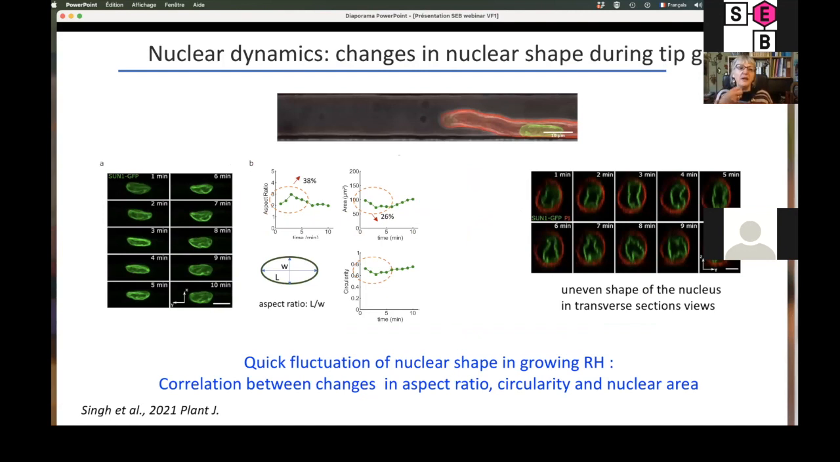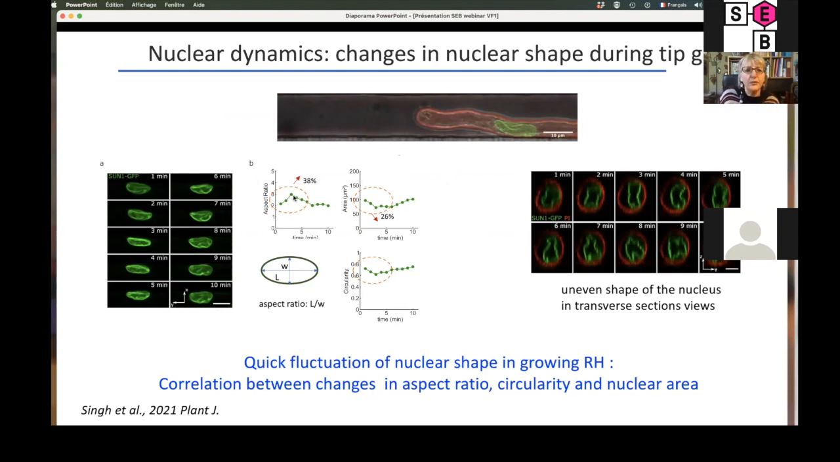But now we would like to really analyze this nuclear dynamic in terms of changes in nuclear shape during tip growth. This is what we have performed. Here we have the movies. And from this movie, we have integrated these images during 10 minutes as a Z max. And you can see the aspect ratio, I will define the aspect ratio as the length divided by the width. And so during the 6 minutes, we have a change of this aspect ratio.